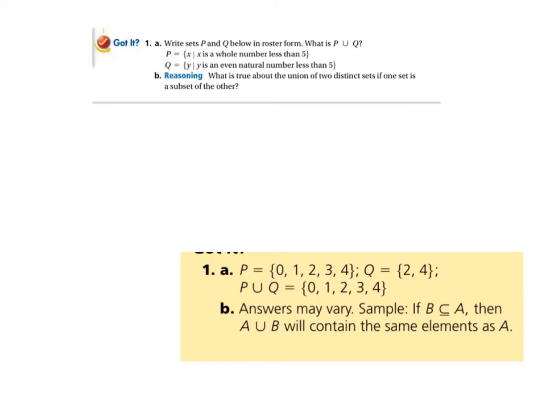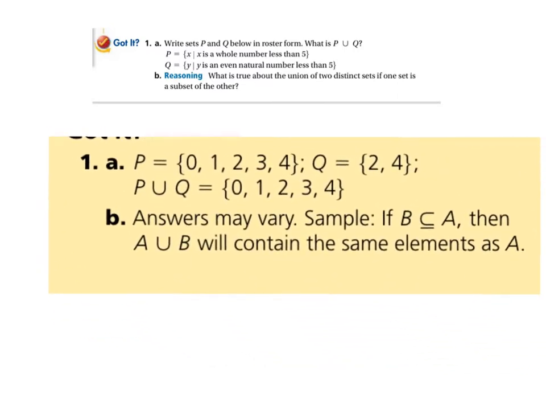Write sets P and Q below in roster form. What is P union Q? So in roster form, it says P, x such that, remember that, x such that x is a whole number less than 5. So 0, 1, 2, 3, 4. Set Q, y such that y is an even natural number less than 5. So it's just 2 and 4, right? So the union is going to be 0, 1, 2, 3, 4. All of the stuff in there.